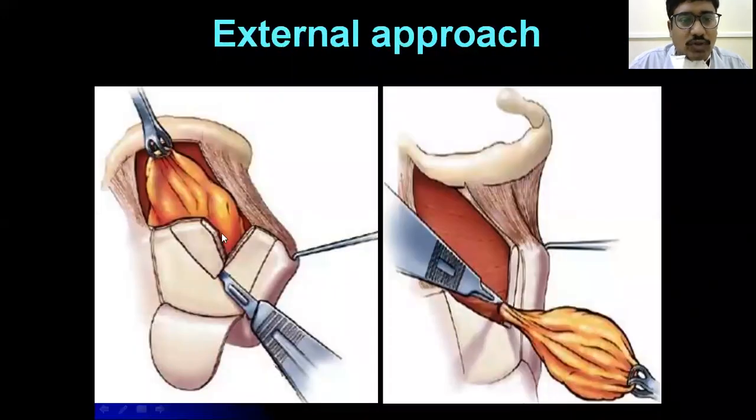See, this is the external approach. What they have done, they have given an incision in the anterior border of the sternocleidomastoid, and they have reflected all the structures, that is, carotid vessels are reflected laterally. Then we will see the thyroid cartilage, and the incision is given in the thyroid cartilage. We remove this laryngocele by giving an incision on the lateral surface of the thyroid cartilage. We excise the laryngocele by external approach.